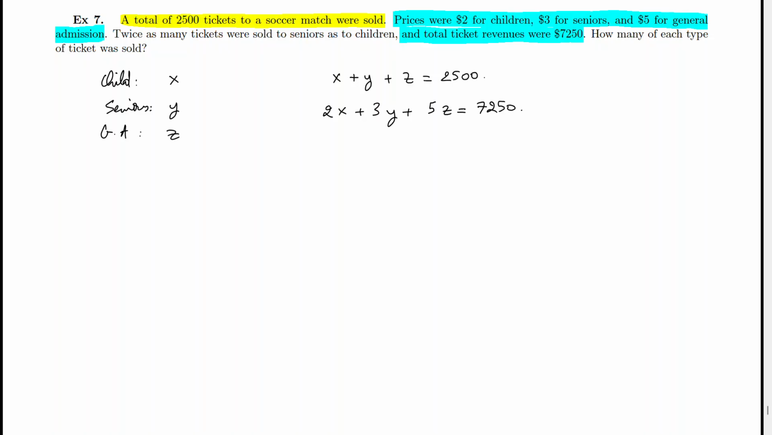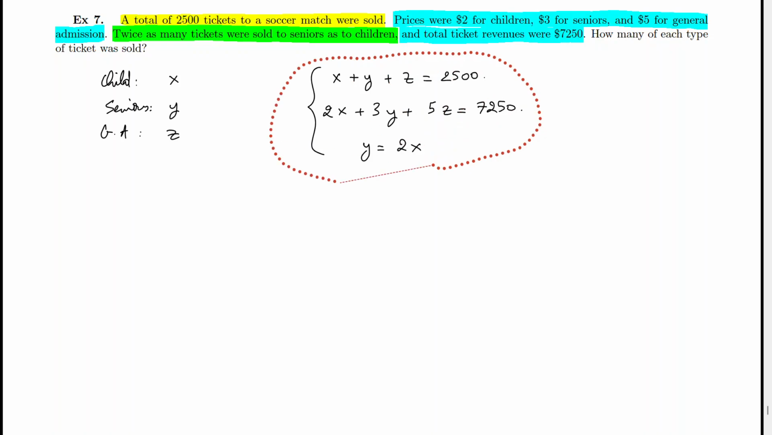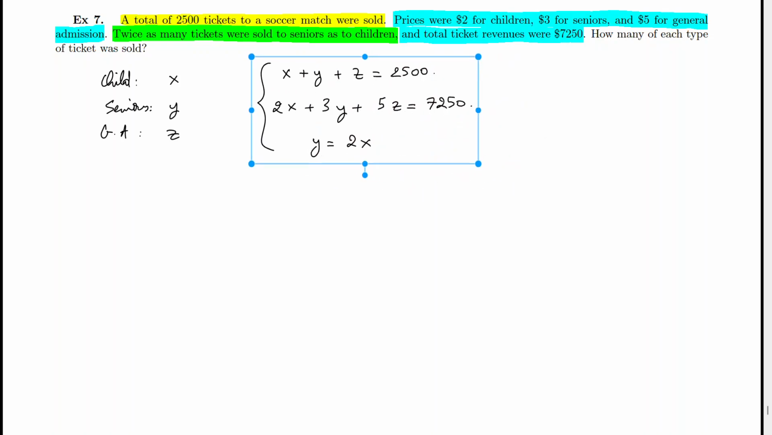And finally, we have to translate this middle sentence that we skipped. We're told that twice as many tickets were sold to seniors as to children. This means that the number of senior tickets sold is twice the number sold to children. So again, as a system of linear equations, this looks fine, but it does not help me if I'm trying to solve this problem with matrices.